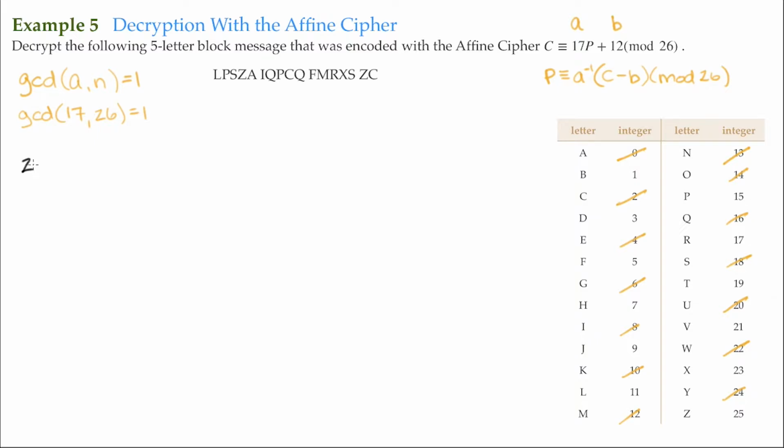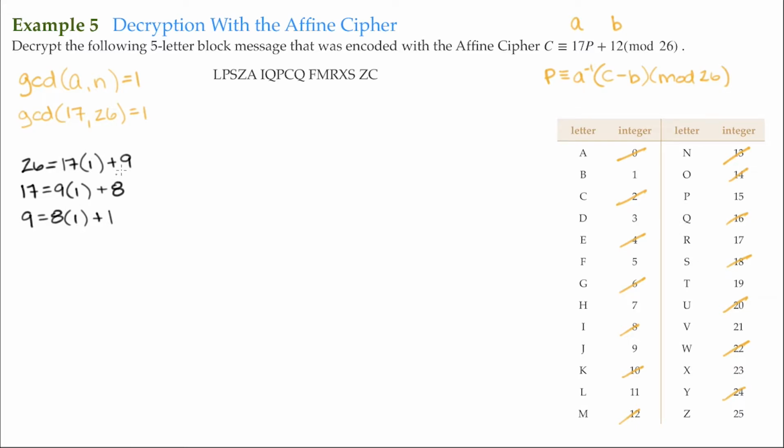So we'll say 26 is equal to 17 times 1 plus 9. We then take the 17 over and the 9 over. 17 is equal to 9 times 1 plus 8. We bring the 9 over and the 8 over. 9 is going to be equal to 8 times 1 plus 1. Since our remainder here matches the greatest common divisor, we're done.